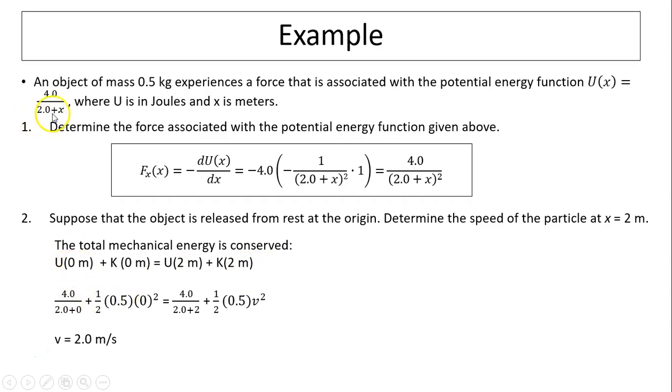U at 0, we simply substitute x equals 0 into this expression. K at 0 we know is equal to 0 because it is released from rest. So here 1/2 mv squared equals 0. U at 2, we simply substitute x equals 2 into that expression. And here is 1/2 mv squared. We have to find what v at 2 meters is. And so v in this case equals 2 meters per second.